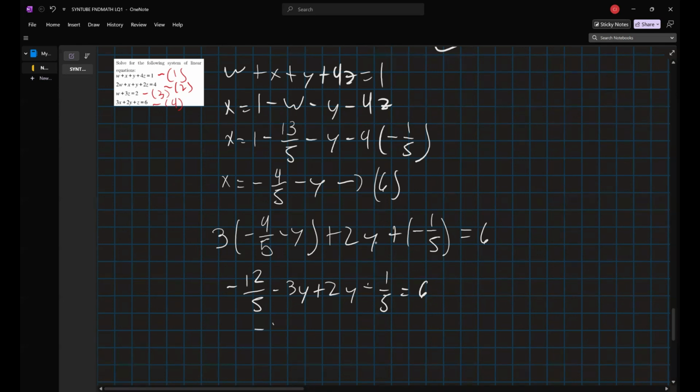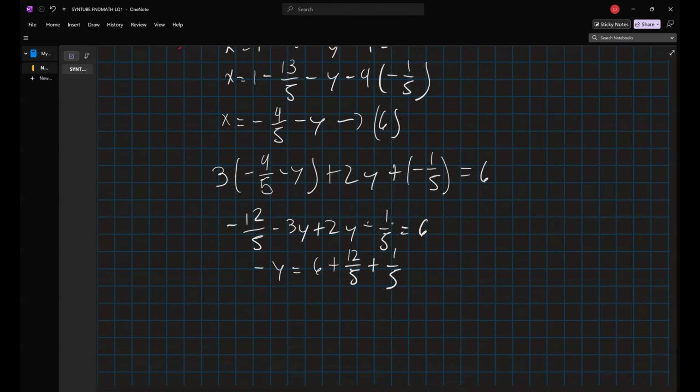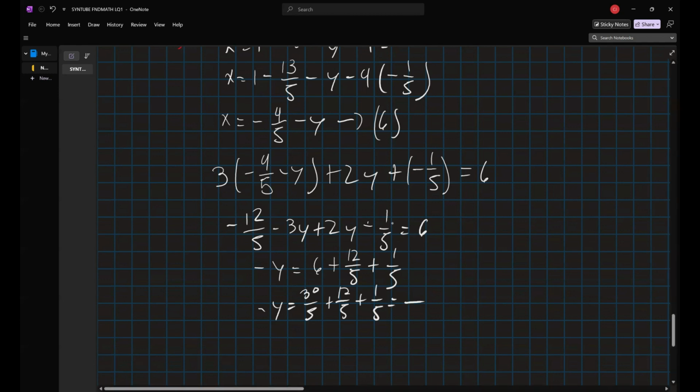That gives us negative y equals 6 plus 12/5 plus 1/5. You can multiply 6 by 5/5, which makes adding the fractions easier. So negative y equals 30/5 plus 12/5 plus 1/5, which gives us 43/5. We don't want a negative in our variable, so we multiply both sides by negative 1, which gives us y equals negative 43/5.